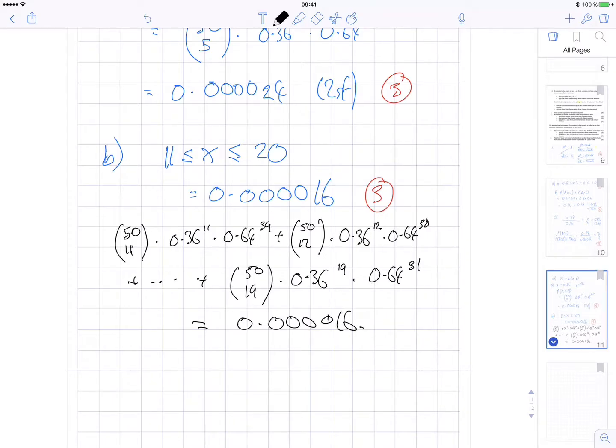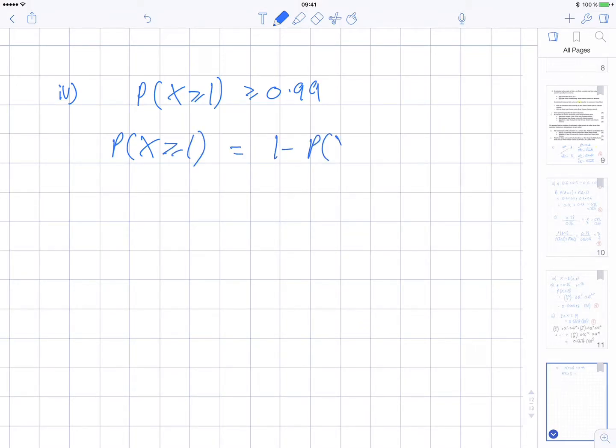Okay, part 4. We need to know that the probability that we have at least one car with climate control has to be at least 0.99. So I need to calculate now. We know that at least one car is the same as the complementary, as choosing 1 minus choosing no cars.